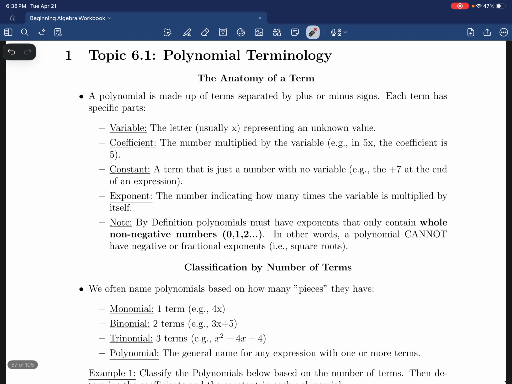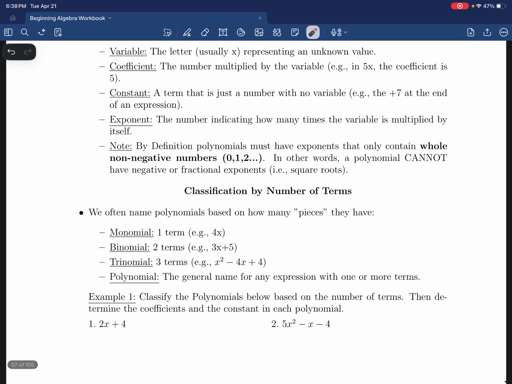And then we also have exponents in a polynomial. One thing to take note of here is that by definition, polynomials must contain only whole non-negative number exponents. So for example, 1, 2, 3, even 0 works. But that means a polynomial cannot have a negative exponent or a fractional exponent. Now, we haven't talked about fractional exponents in this course, but just know that when I say fractional exponent, I'm referring to square roots.